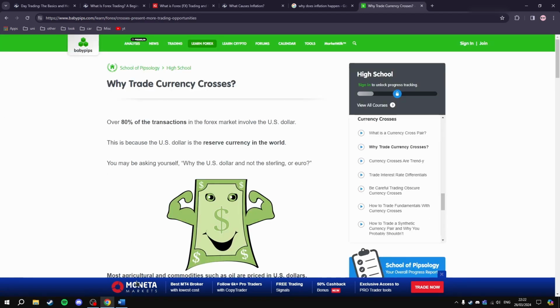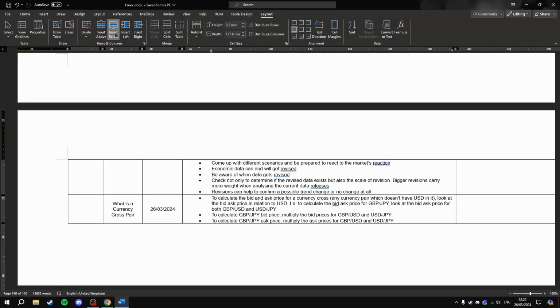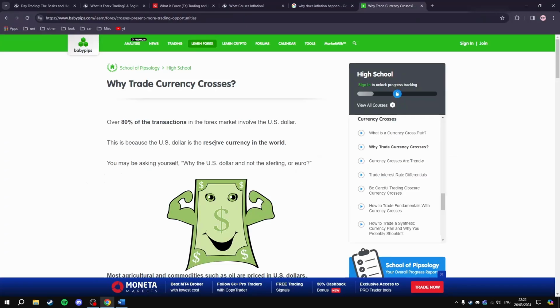Why trade currency crosses? Over 80% of the transactions in the Forex market involve the US dollar. This is because the US dollar is a reserve currency in the world.